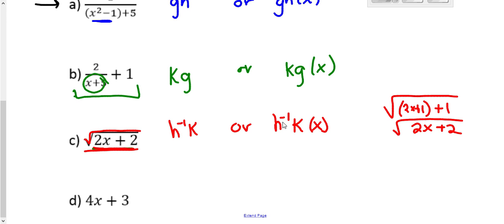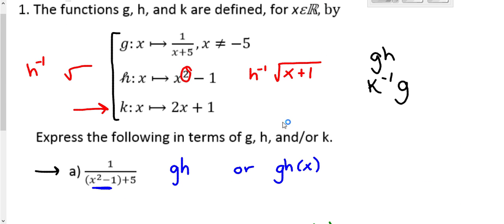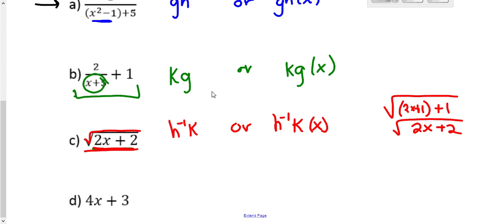We have 4x plus 3. So we have no fractions. We have no squared or square root. So that leaves us with this last one. So let's see if we can combine 2x plus 1. Well, 4x would mean we had a 2 times 2 somewhere, and then a 3, we would have to add 1 a couple times.